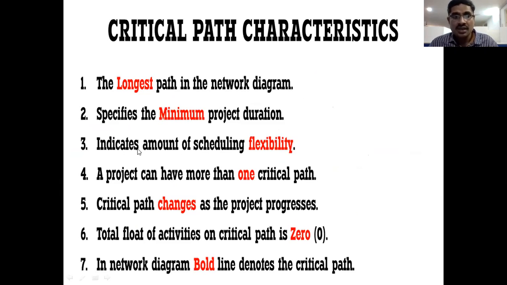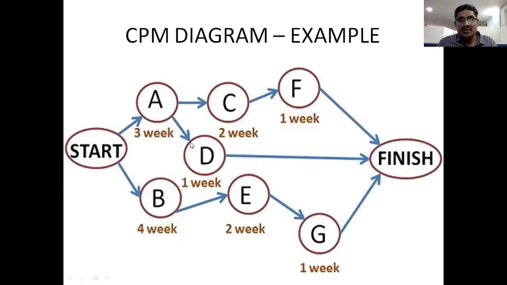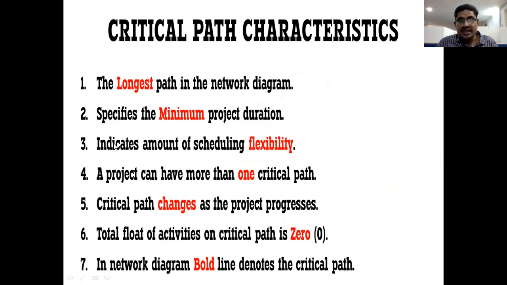Next, coming to the third point, it indicates the amount of schedule flexibility. So here, scheduling means timetable. So 3 weeks for this activity, 2 weeks for this activity, 1 week should be used for finishing this activity. So this is all about the scheduling of the total task, or scheduling means here the timetable of each and every task. So CPM indicates the scheduling, the timetable for each and every activity, with flexibility. And coming to the fourth point, a project can have more than one critical path.